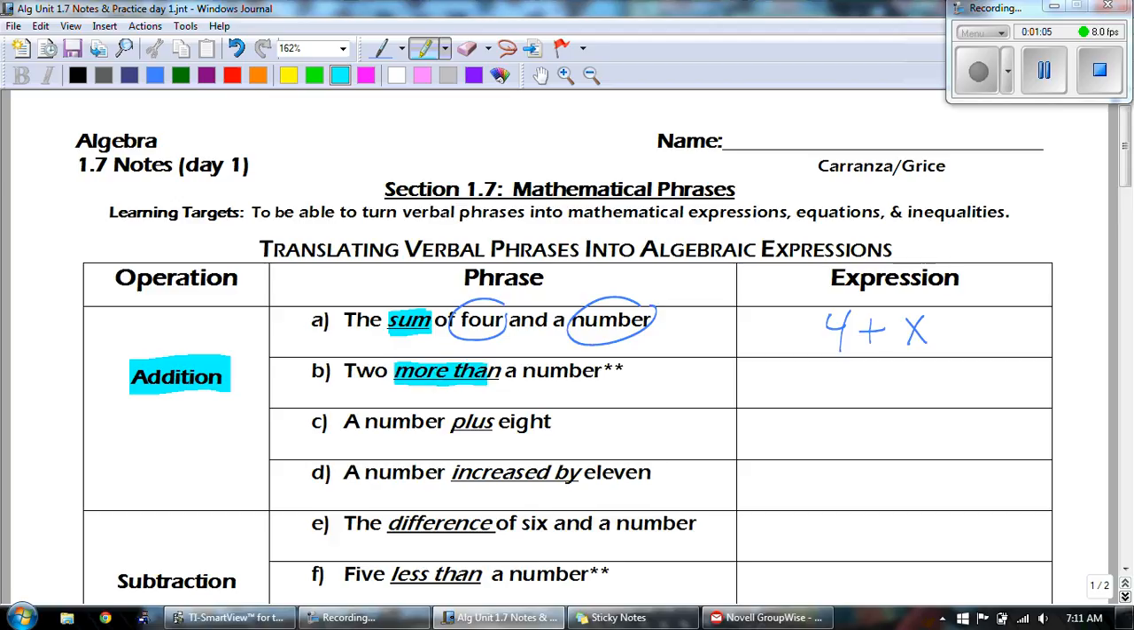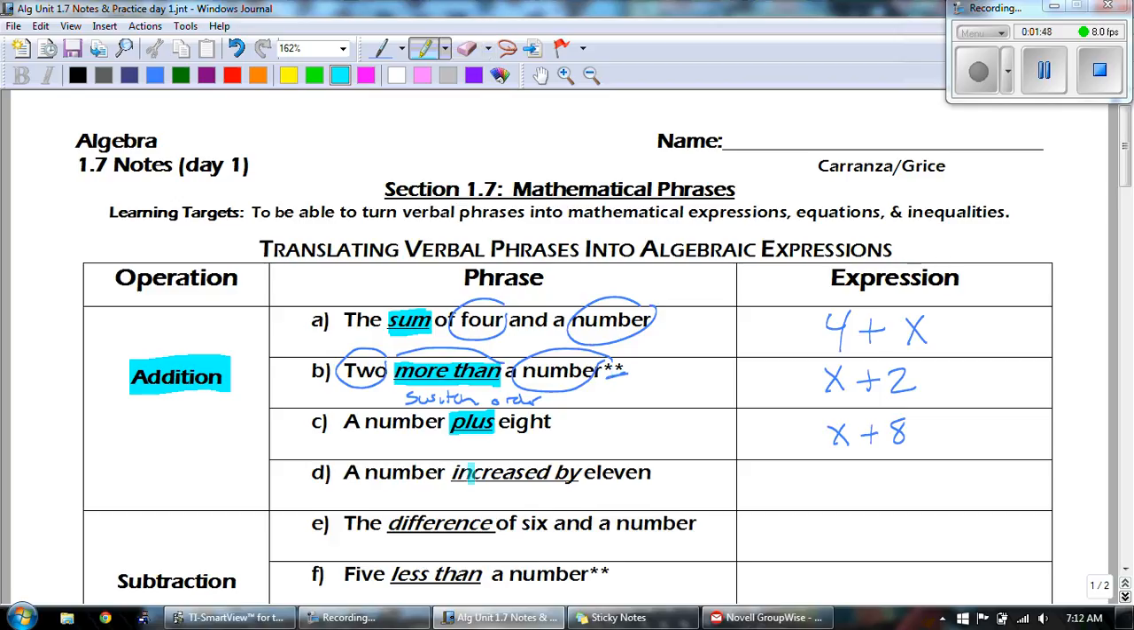Next one: 2 more than a number. Once again, more than is telling us that we have to add. However, when you see more than, the reason there are little asterisks right here is we have to switch the order. So instead of saying 2 plus a number, it's going to be x plus 2. Next, a number plus 8.